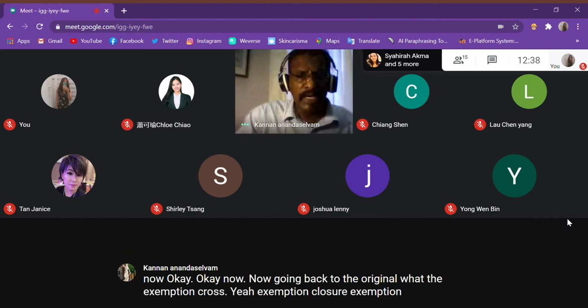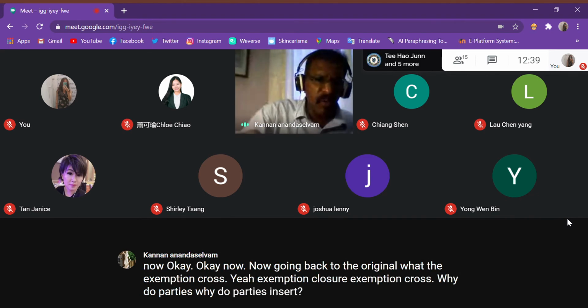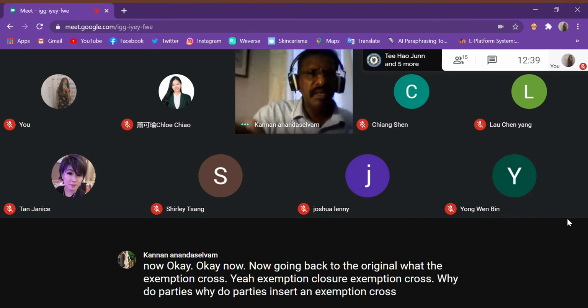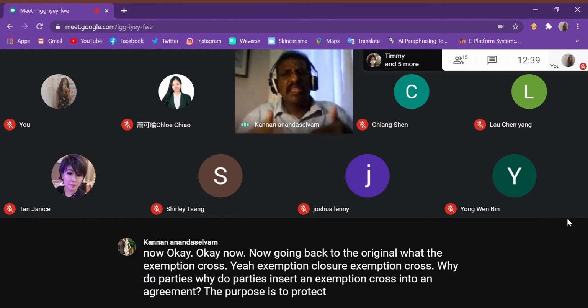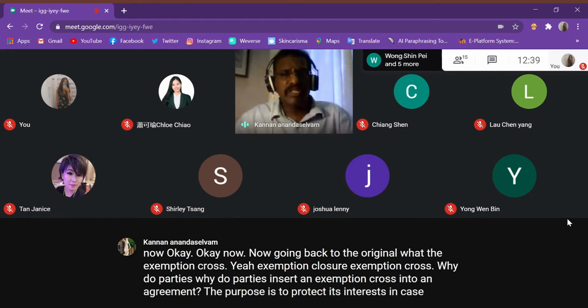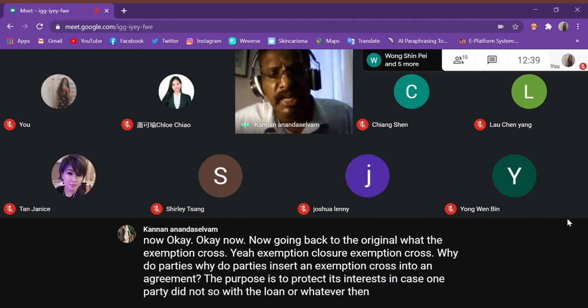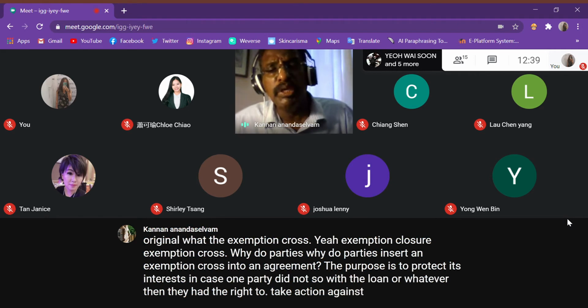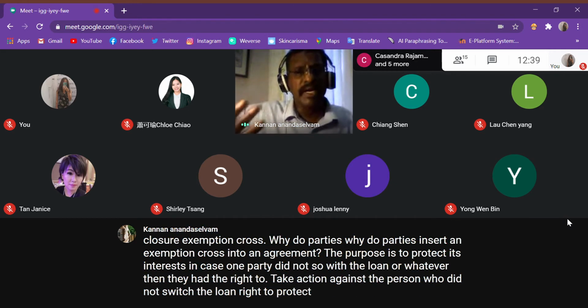Why do parties insert an exemption clause into an agreement? The purpose is to protect its interest. In case one party did not service the loan or whatever, then they have the right to take action against the person who did not service the loan, right? To protect their own interest, they put in some exemption clause.